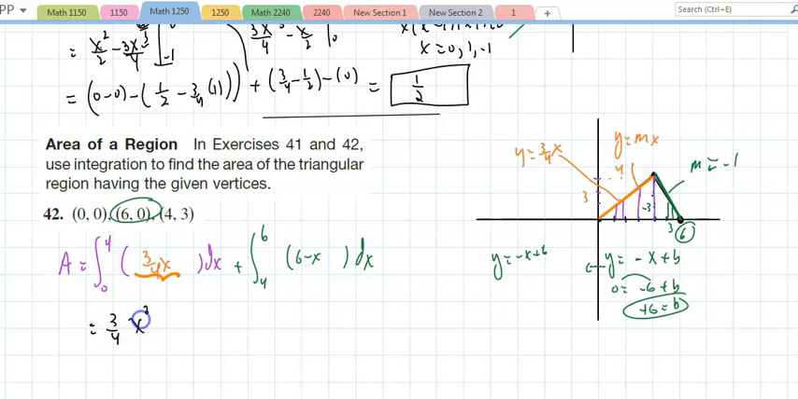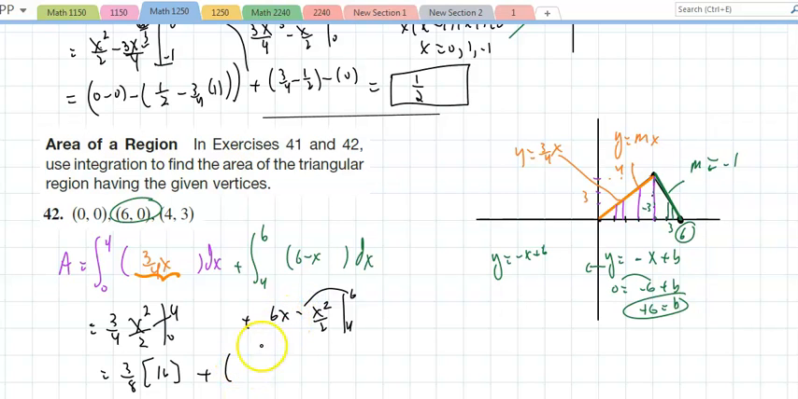3 over 4. Add 1 to the power, divide by that. And this would be 6x minus x squared over 2 from 4 to 6. This would be 3 over 8 times, throw the 4 in, that's 16 minus 0. Plus, here I'm going to get 6 times 6 minus 36 over 2, that's 18. At 4, 24 minus 4 squared is 16 divided by 2 is 8.